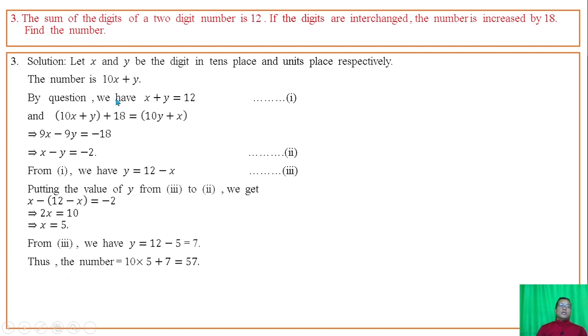Thus the number is 10 into 5 plus 7, which is 57, the required number.